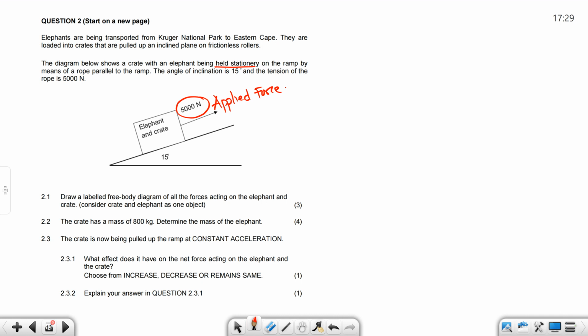Can we answer 2.1, please? 3 marks. I need those 3 marks. Consider crate and elephant as one object. Please, everybody, those of you at home, draw as well. You will mark with us now when we draw. Quickly. Free body diagram. This is where we start getting the marks, guys.